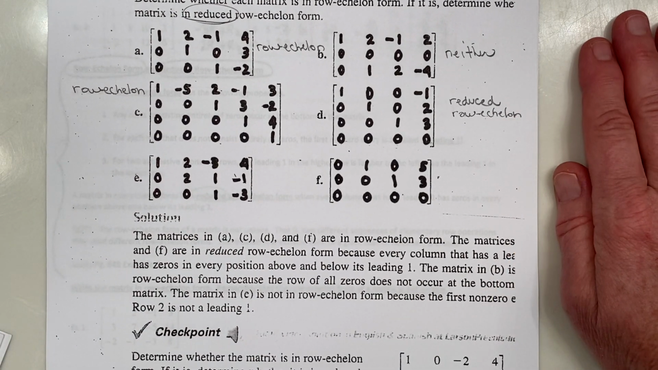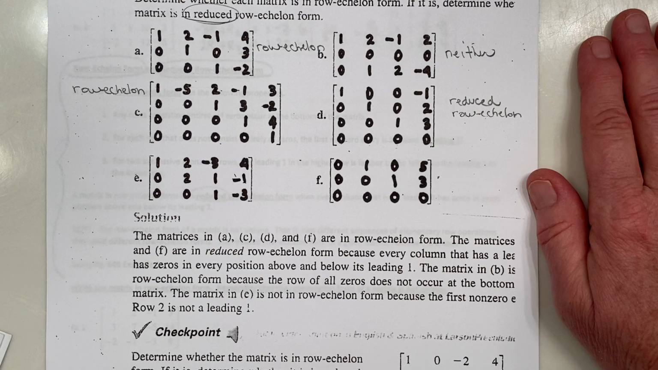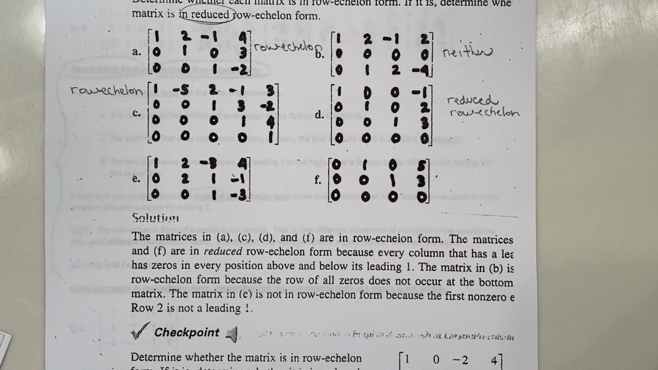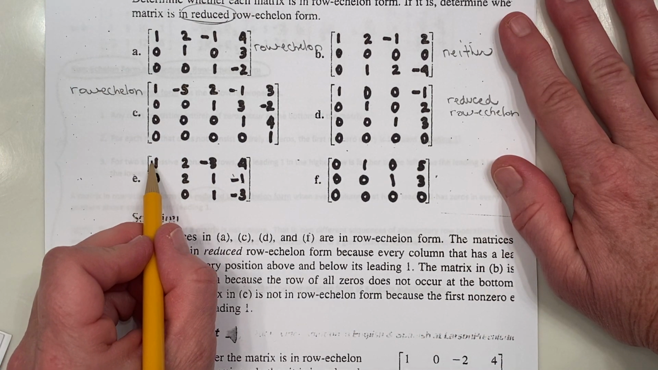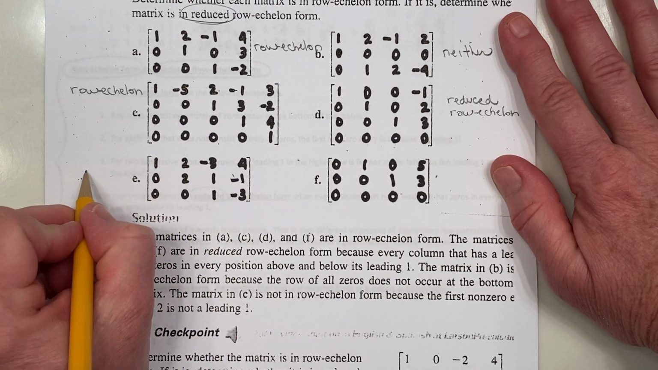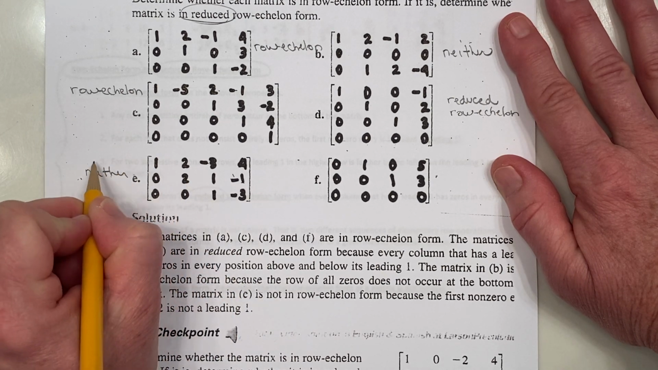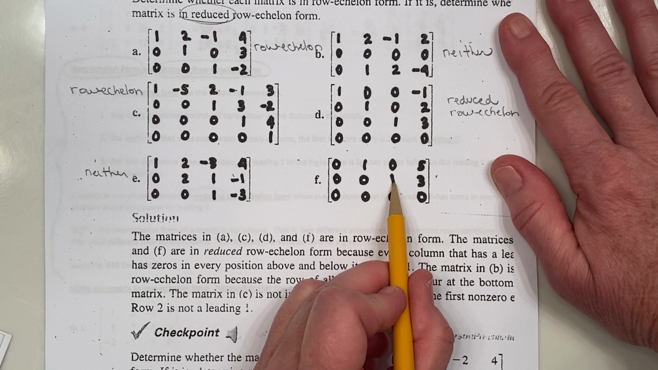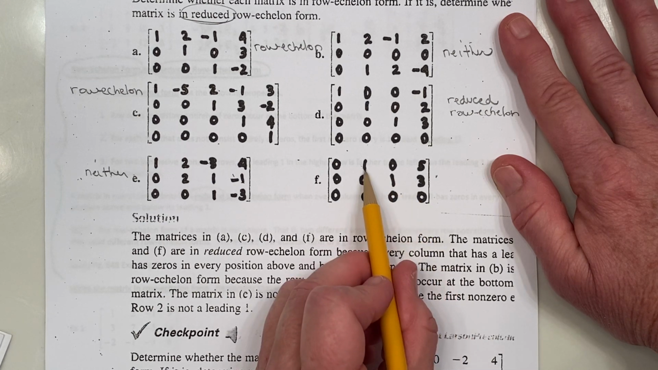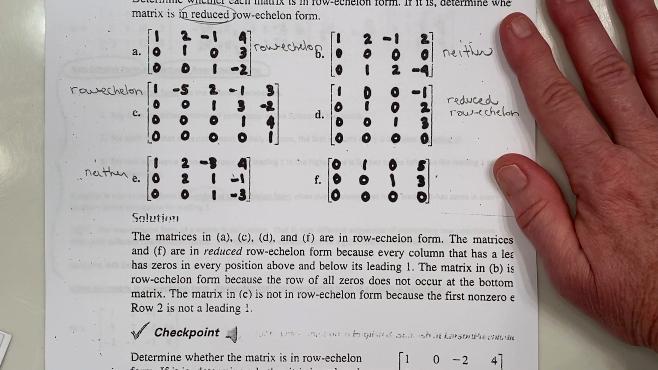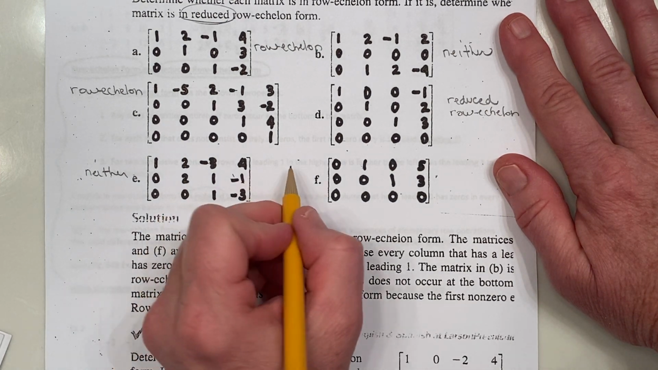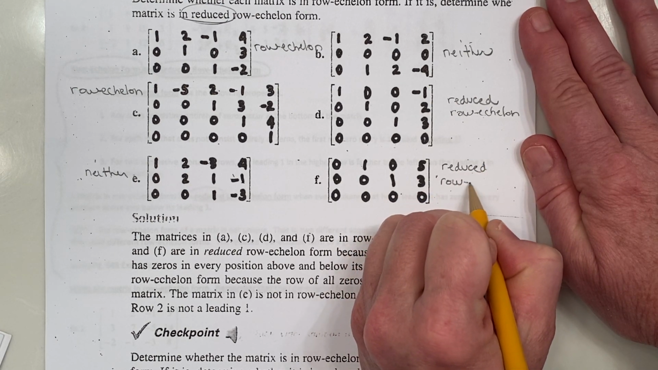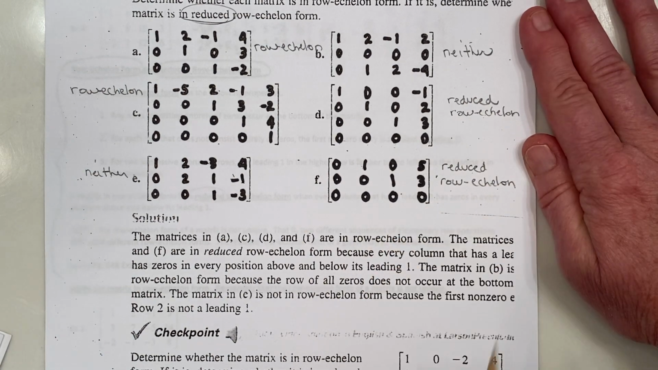All right, let's try E and F. In matrix E, well, I don't have a 1 here, so this is neither. So let's look at F. I see 1s down the diagonals, at least here, at the first non-zero entry, all zeros above. So I would say this is in reduced row echelon. All right, so let's just double check.